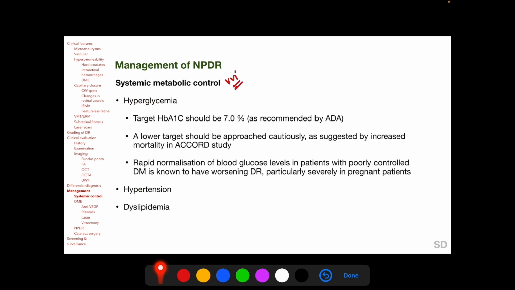For long-term control of hyperglycemia, the target HbA1c level should be 7% as recommended by the American Diabetes Association, and an HbA1c target lower than this should be approached cautiously, as suggested by increased mortality in the ACCORD study. During initial control of hyperglycemia in patients with poorly controlled diabetes mellitus, rapid normalization of blood glucose level should be avoided because it is known to worsen diabetic retinopathy, and this is particularly severe in pregnant patients.